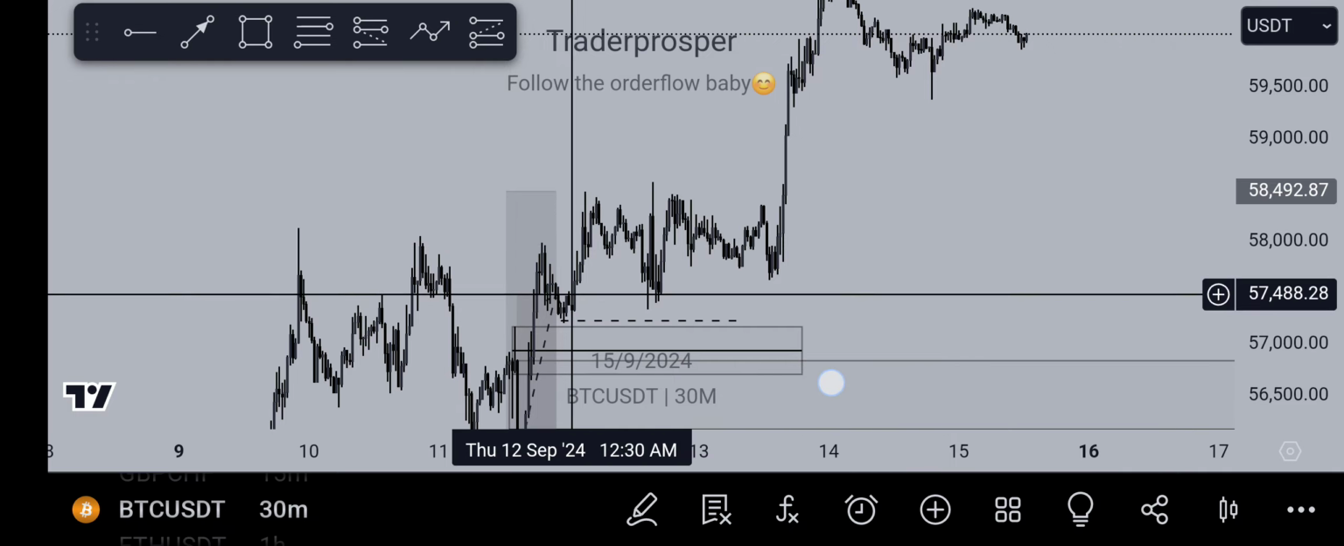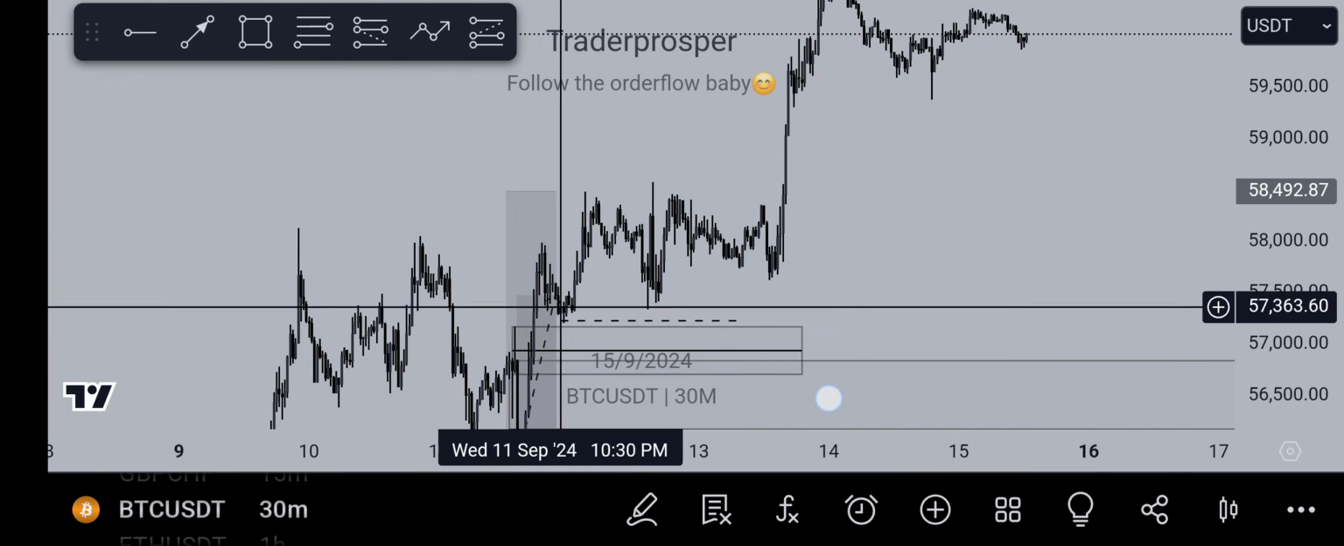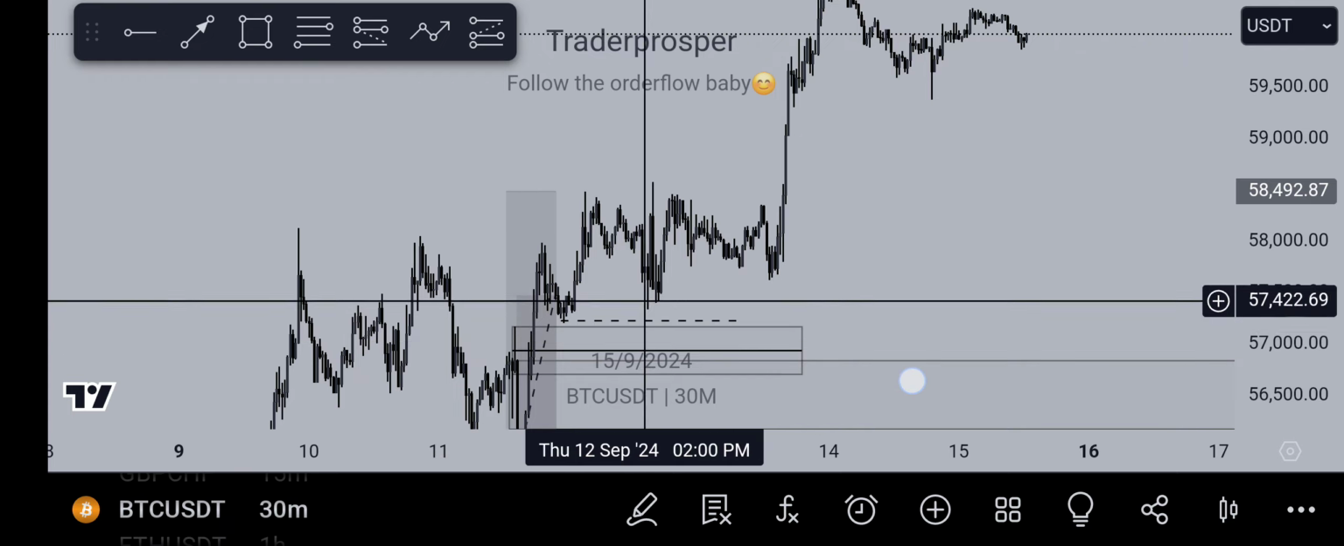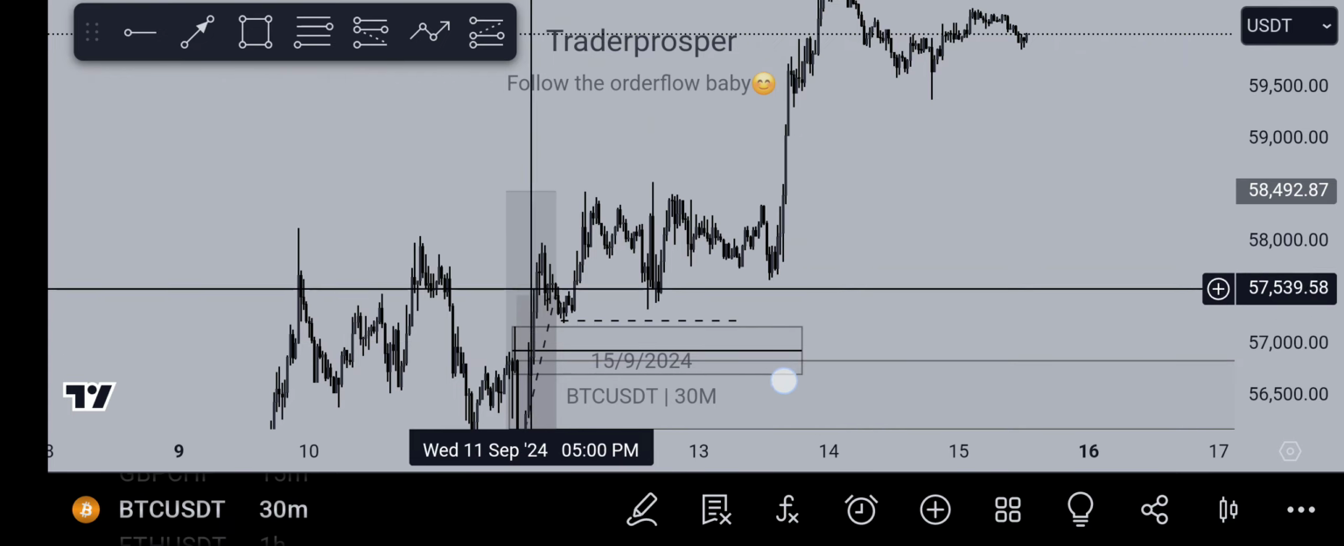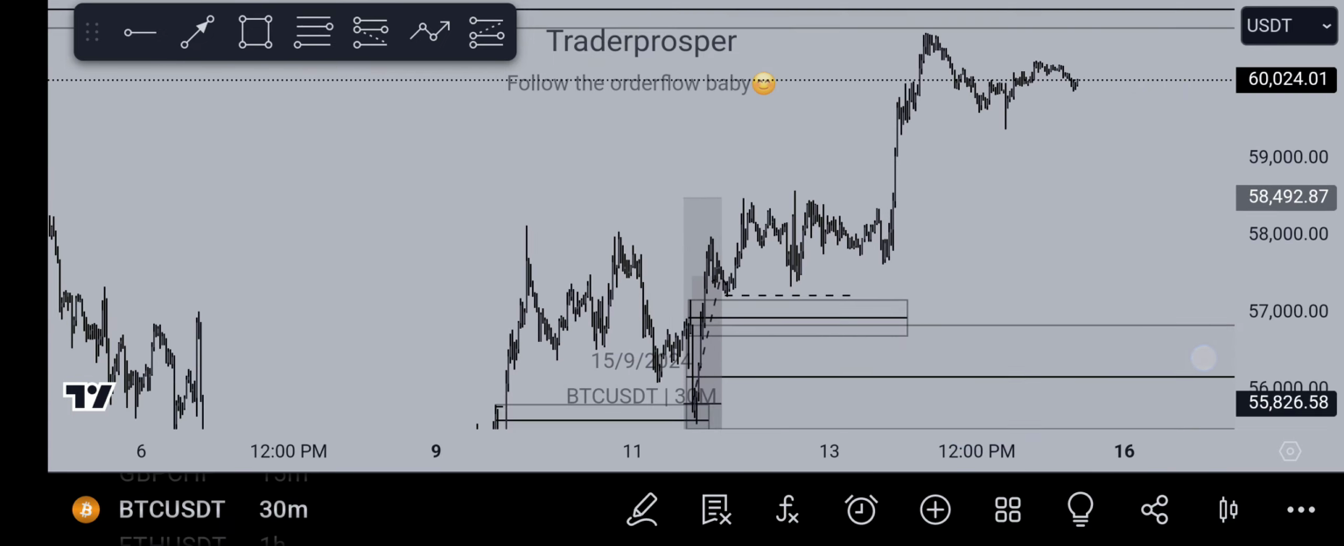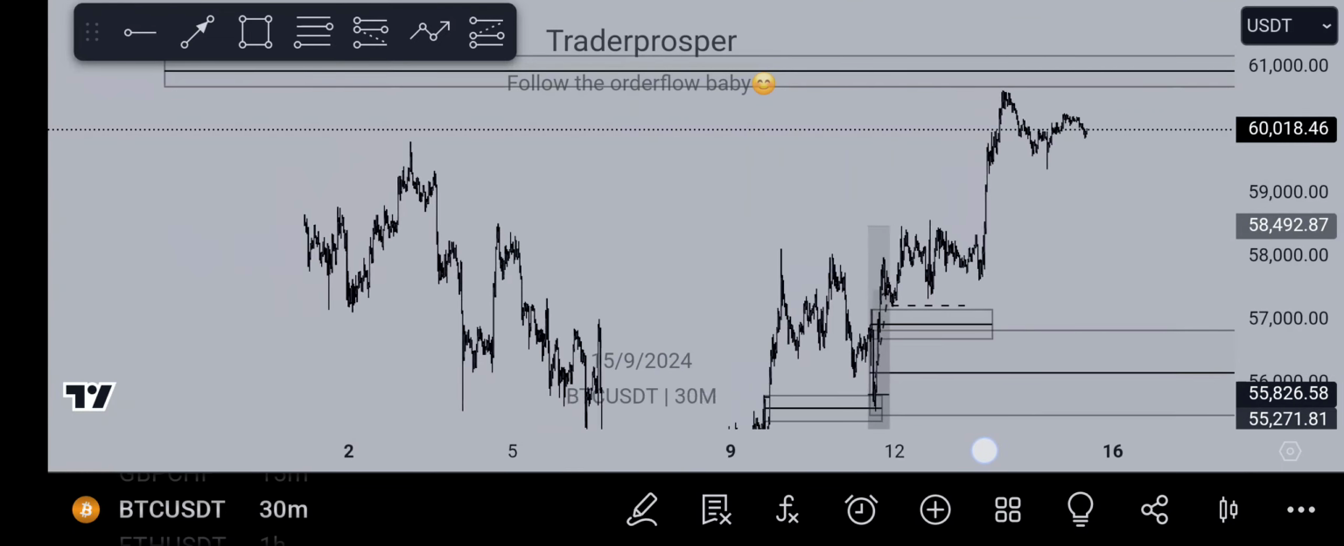Some persons must have taken a buy from here, but I don't like buying all these guys if I don't see a clear sweep. So I just don't bother taking trades from there. So that was that on BTC.